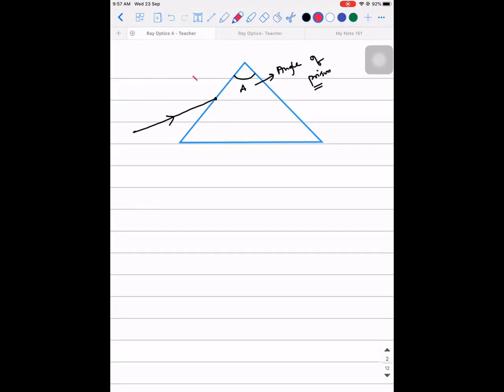Normal. Normal at the point of incidence. So at the point of incidence, I'm drawing a normal. Okay. Then this would have been the actual path.